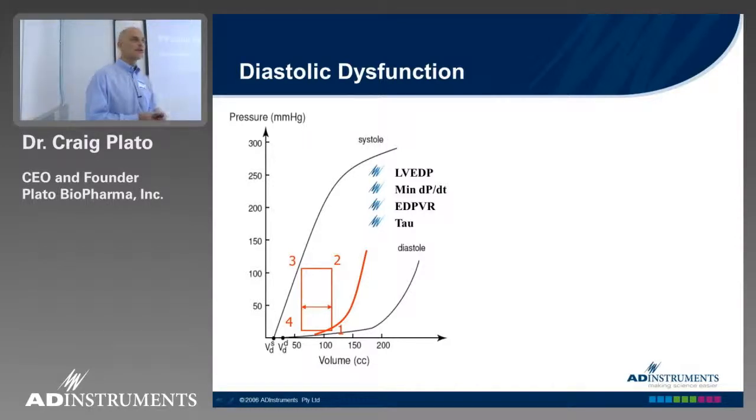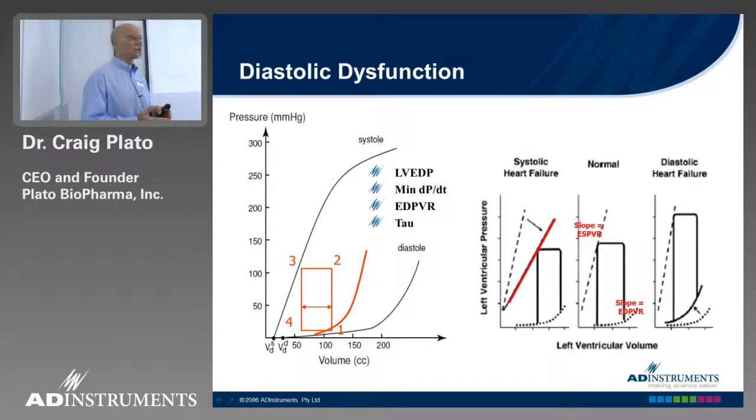PV loop applications. I think I've talked about this a lot already, but just to drive this home, we can look at diastolic dysfunction in any number of ways. And so certainly there are multiple indices here that we use in our drug discovery efforts to evaluate how a compound influences cardiac mechanics. Notably, the left ventricular end diastolic pressure. That's the pressure at end diastole. So that can be a function of cardiac stiffness or increases in cardiac filling volume, right?